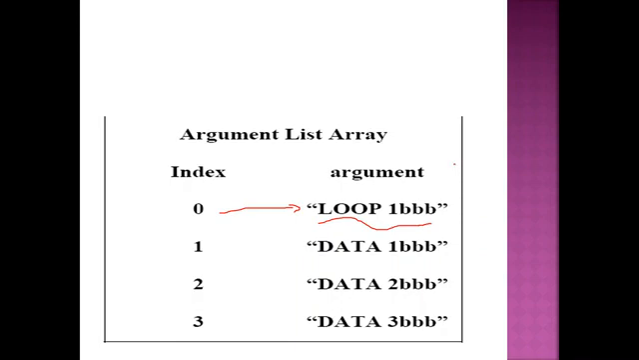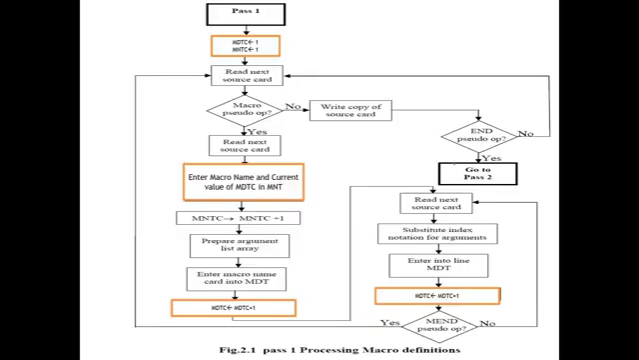It is nothing but the argument list array, ALA, right? So what data structures have we discussed so far? MNT, MNTC, MDT, MDTC, ALA. Let me show you where these are used in your pass 1 and pass 2. Say here. So this is going to be your pass 1 of the macroprocessor.